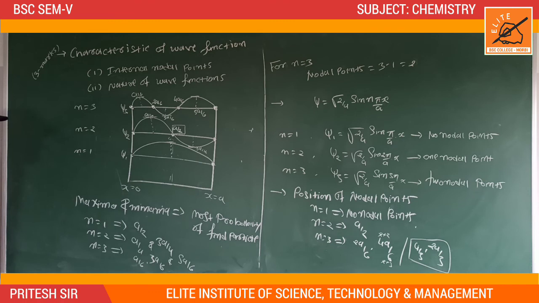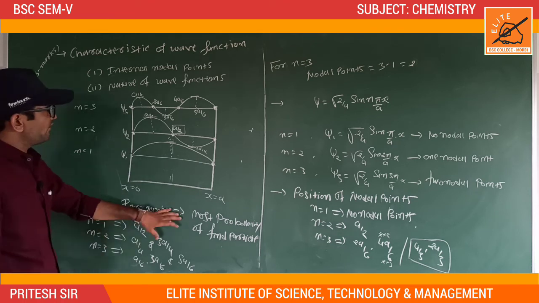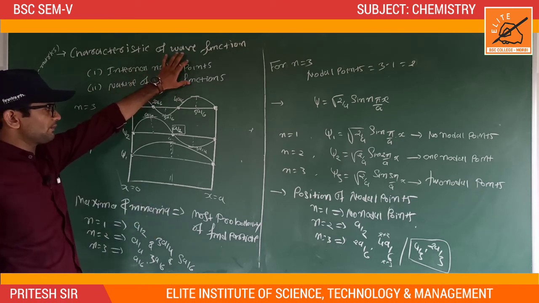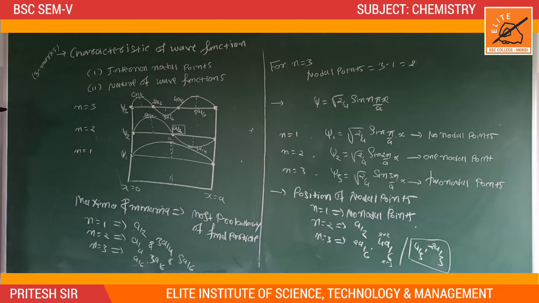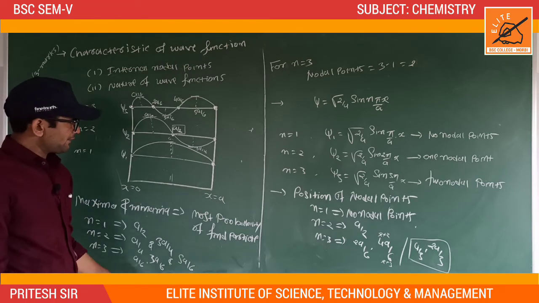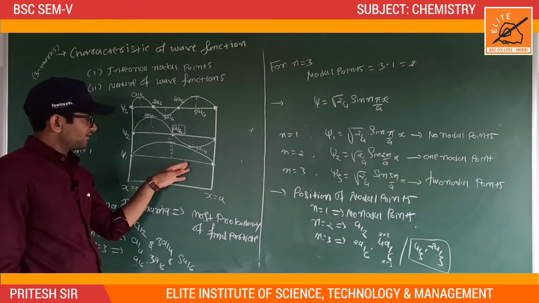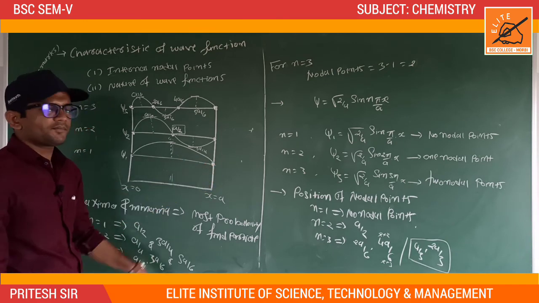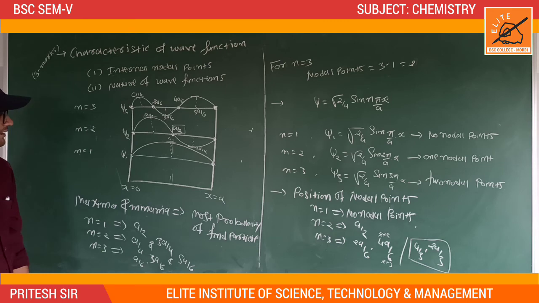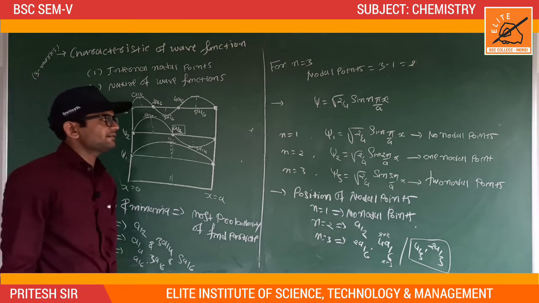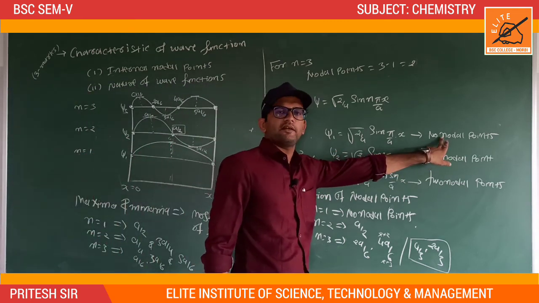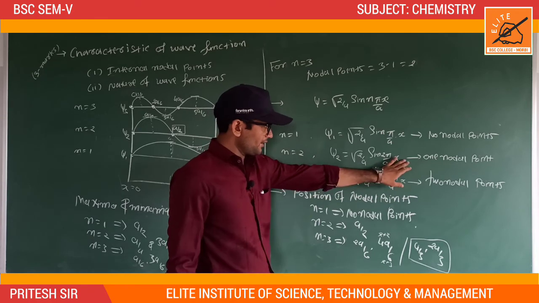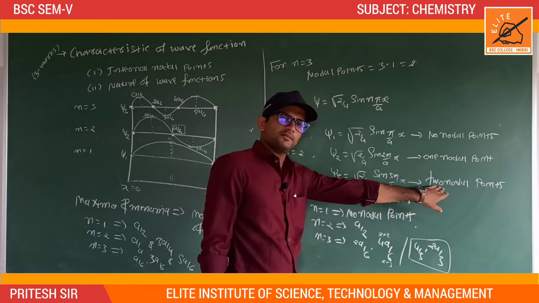Okay, so this is the first characteristic of wave function, that is internal nodal points. Okay, so what do you mean by nodal point? At that point the probability of finding the particle is 0. It is called nodal points. Okay, so the number of nodal points is equal to n minus 1. It means n is equal to 1, at that time nodal points will be 0. N is equal to 2, one nodal point, n is equal to 3, two nodal points are obtained.